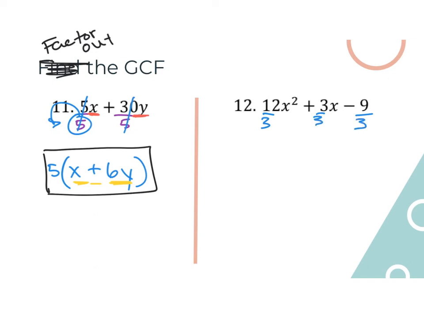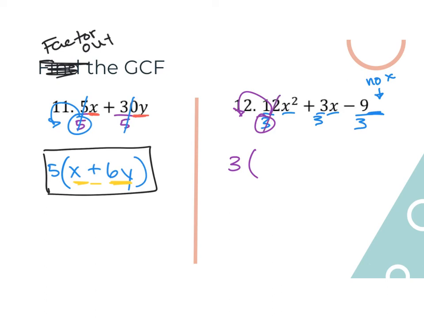Now, when I look at the variable, I have an x to the second, an x to the first, and no x's. Okay? There's no x there. So again, this is another place where not all terms have a common variable part. Do not take out an x. You can't take out an x here because there's no x with that 9. So your x's are going to remain untouched. The 3 is going to be the thing that we bring out front. So 3 is my GCF between all of those terms.